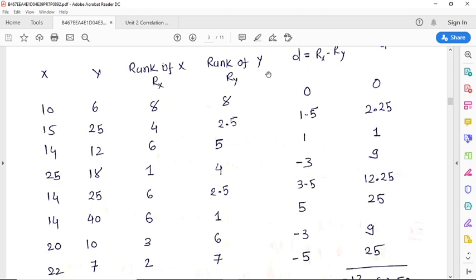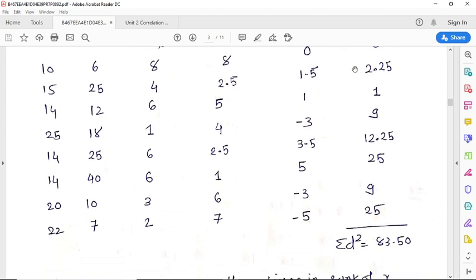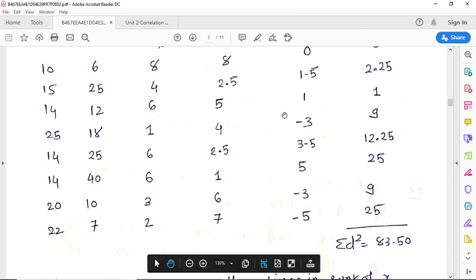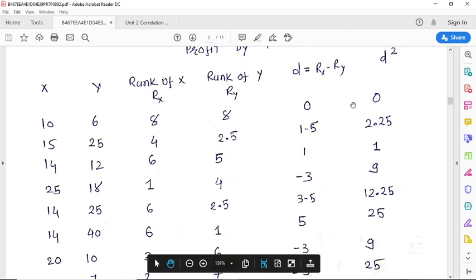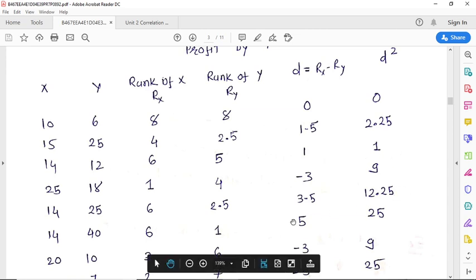And now we take the difference. D is equal to R of X minus R of Y. So that will give us 0, 8 minus 8 is 0, that is 1.5, 6 minus 5 will be 1, 1 minus 4 will be minus 3, and so on, that is minus 5. Okay, so this is D, and now we need its square, so take its square in the last column. D square will be 0, 0, that is 2.25, that is 1. This minus 3 will be 9, that is 12.25. You can also check that.